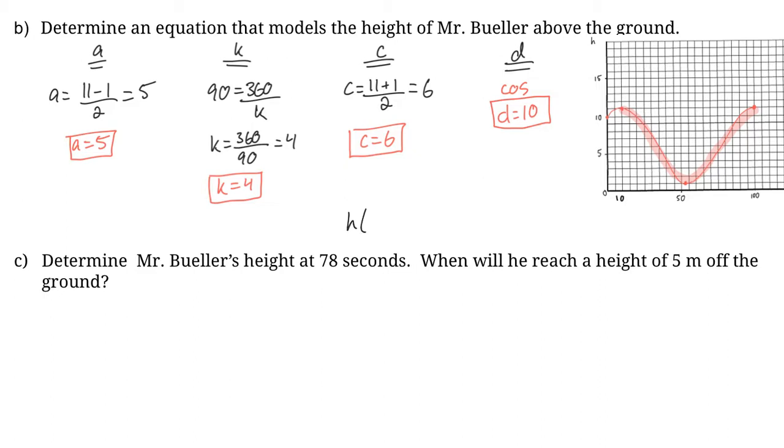So the height of Mr. Bueller with respect to time is equal to 5 times the cosine of 4 times (t minus 10), and then plus 6 at the end.